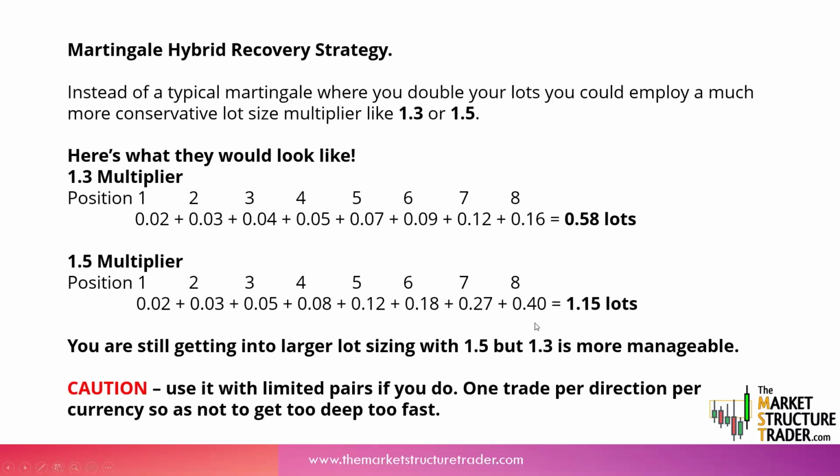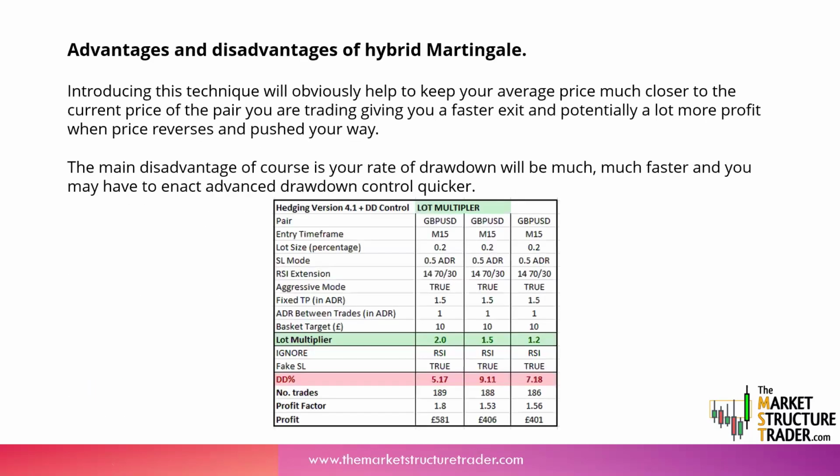Okay, but if you just want to trade 1 pair on US and 1 pair on yen and use this, you will get out of your trades quicker. Okay, we're going to look at some examples of it quickly. Advantages and disadvantages of hybrid martingale. Introducing this technique will obviously help you keep your average price much closer to the current price of the pair you're trading, giving you a faster exit and potentially a lot more profit when price reverses and pushes your way.